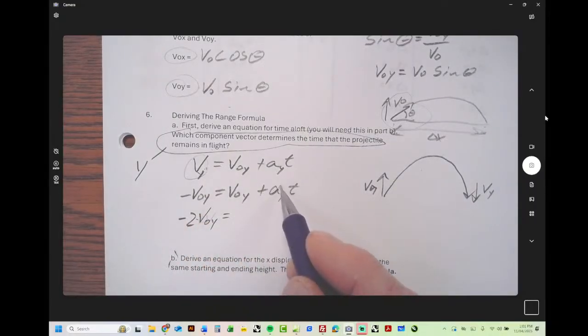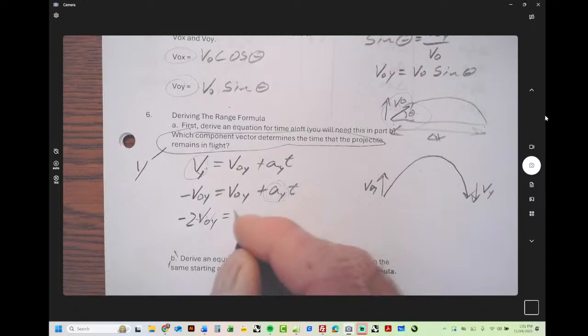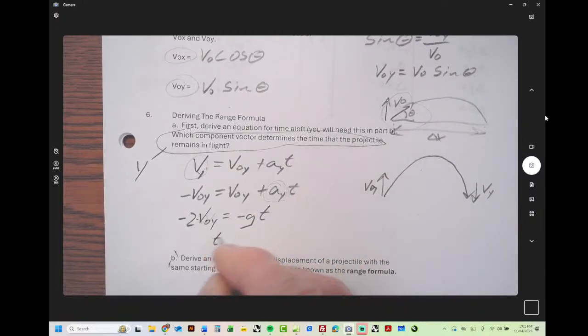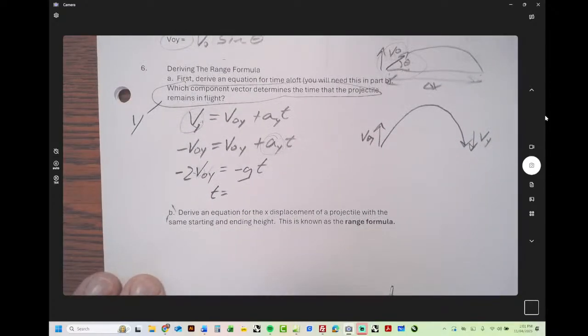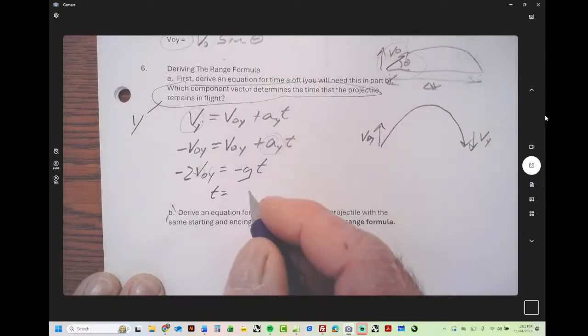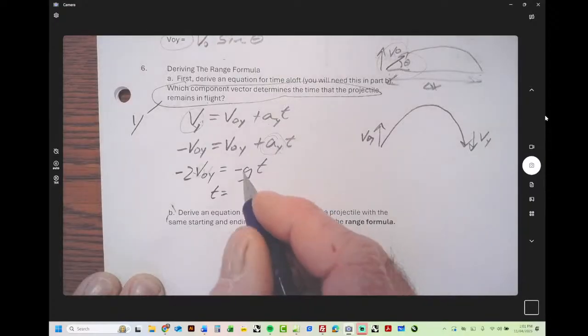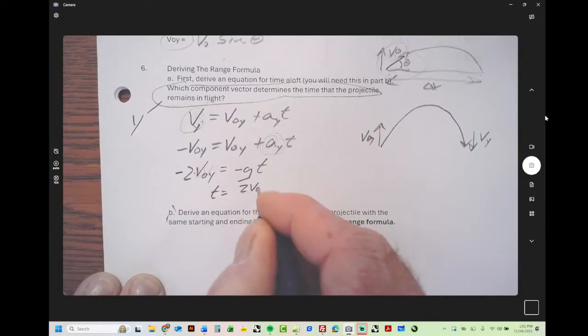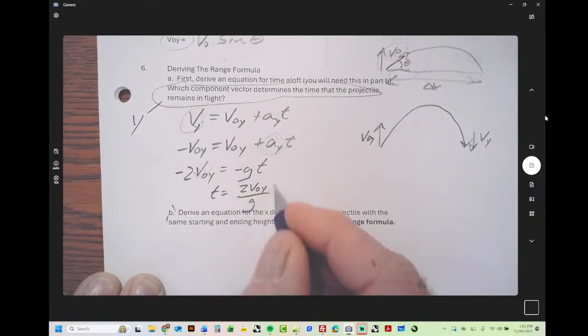And what is the acceleration in the y dimension? Negative 9.8. I'm just going to call that negative g times t. So t equals what? Negative 2 v0y divided by negative g, negative regular g. So the negatives just go away. So it's 2 v0y over g.